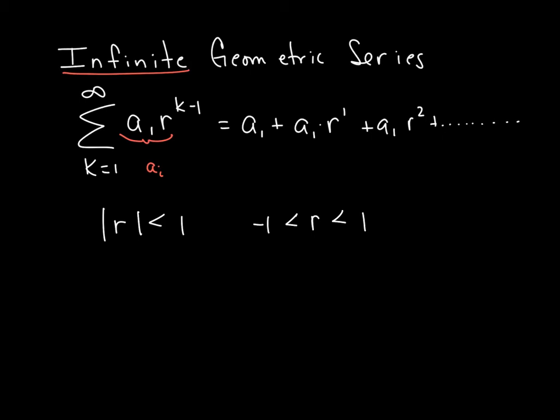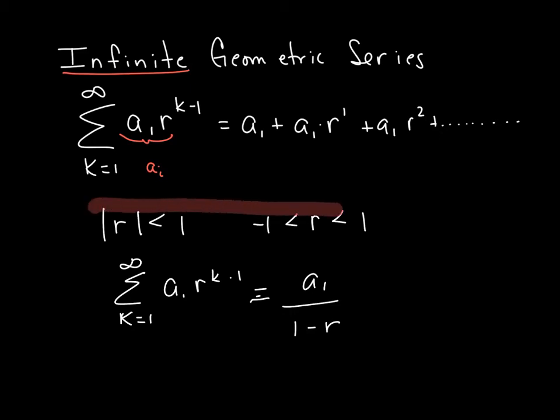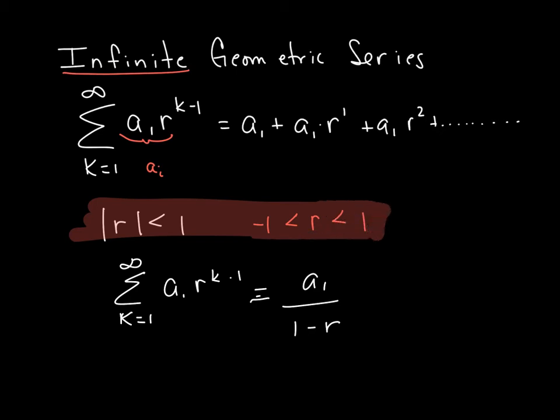Now, when that is true, and this must be true, then the summation from when k goes from 1 to infinity of the geometric series is just a1 divided by 1 minus r. And again, you absolutely have to have this condition first. This must be true. That only happens when the absolute value of r is less than 1, or another way of saying that is r is between negative 1 and 1. So let's go ahead and look at one of these.